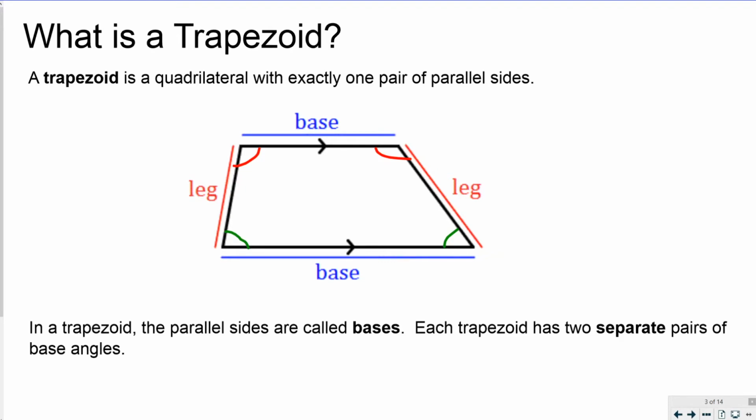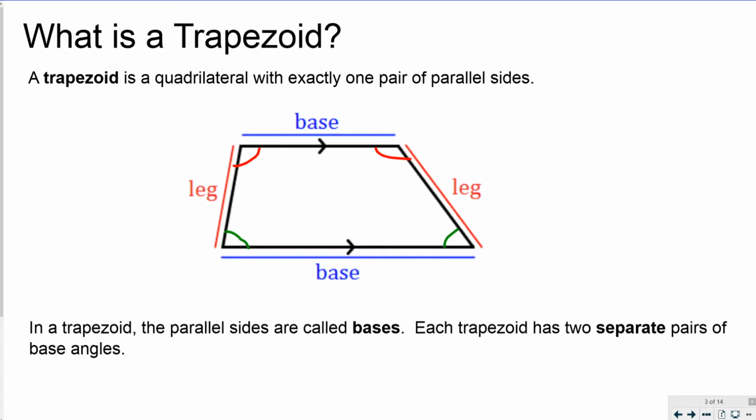So, what is a trapezoid? A trapezoid is a quadrilateral with exactly one pair of parallel sides. You can see it has two bases and two legs. In a trapezoid, these parallel sides are called the bases, so it doesn't matter which one you put it on, but they have to be the sides that are parallel. Not the legs, but the sides that are parallel.